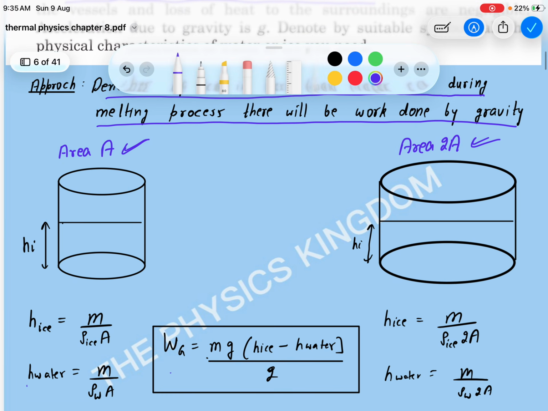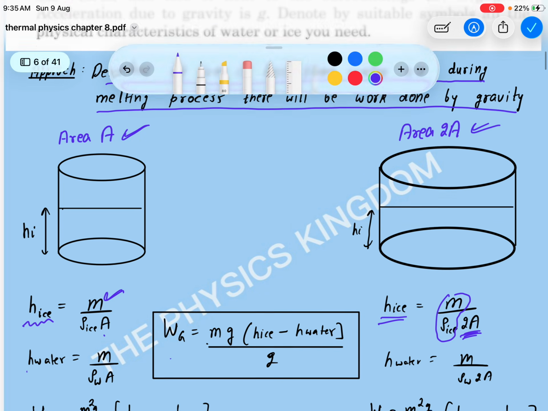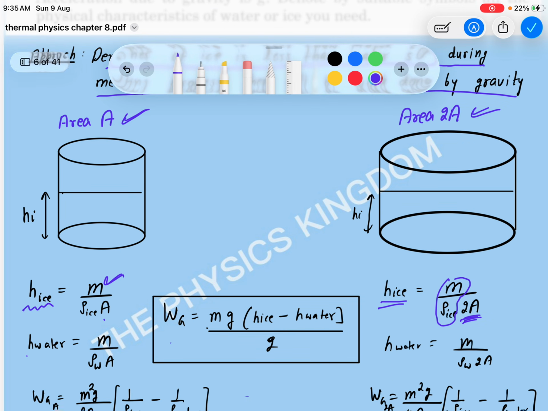So what I am doing, I am calculating the height of ice before melting. The mass is the same, so m upon density is volume, and volume upon cross-section area is height, right? In the second container also, mass upon density is volume, upon 2A area of cross section, that is the height. So that is the height of ice. After melting, again the same formula I am applying, and the density is the density of water.